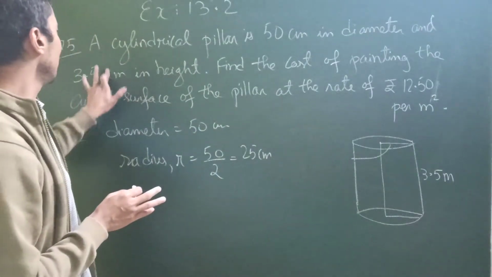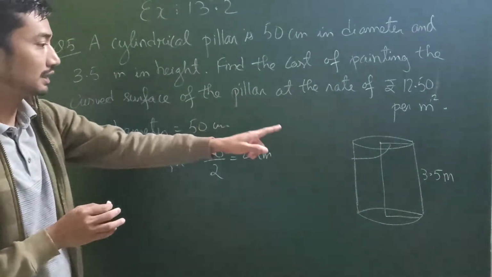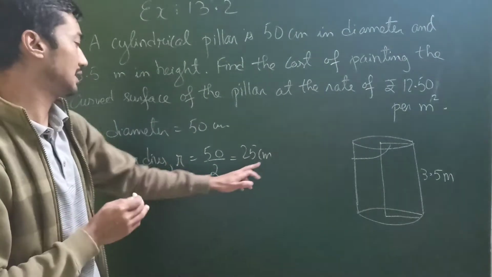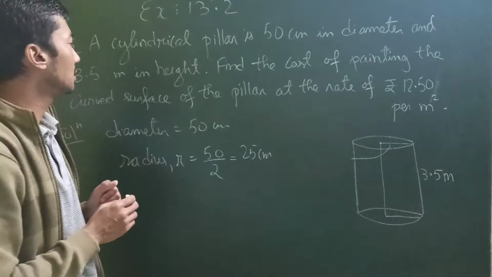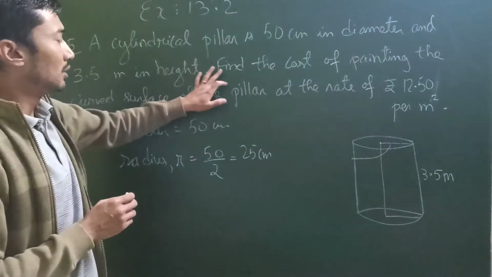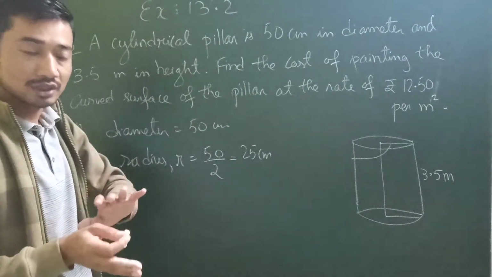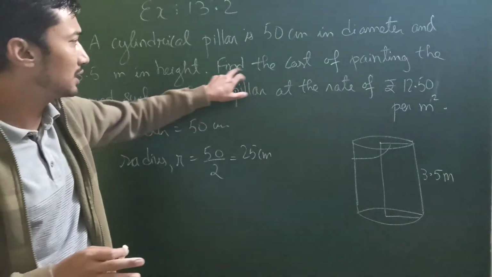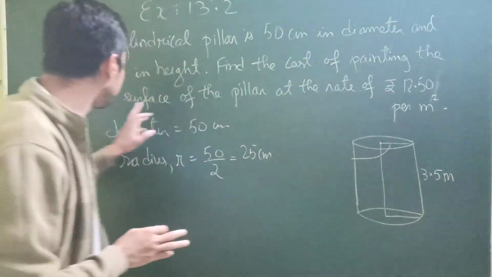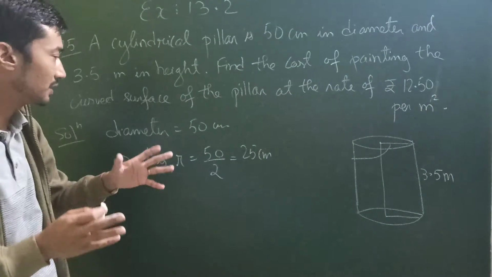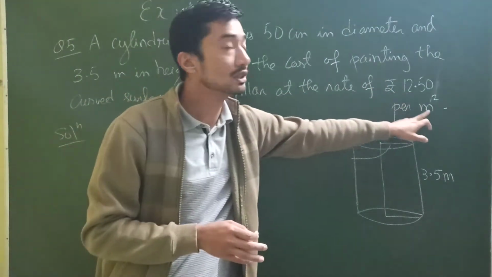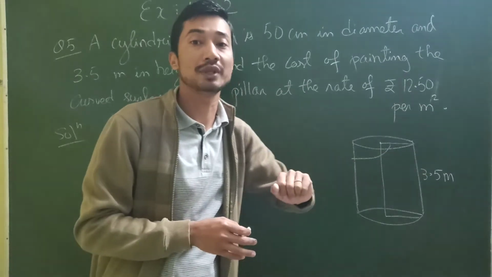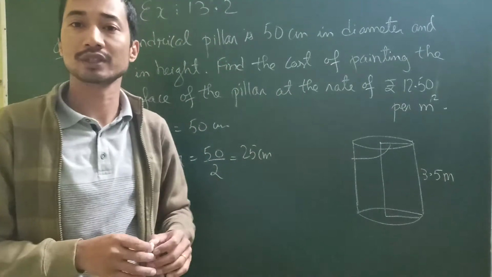And 3.5 meter in height. Now there is a problem. We can see that the units are not the same. One is centimeter, one is meter. Which one shall we change? Meter to centimeter or centimeter to meter? That will be decided by the question: find the cost of painting the curved surface of the pillar at the rate of rupees 12.50 per meter square. Meter, that means we have to convert the unit into meters.